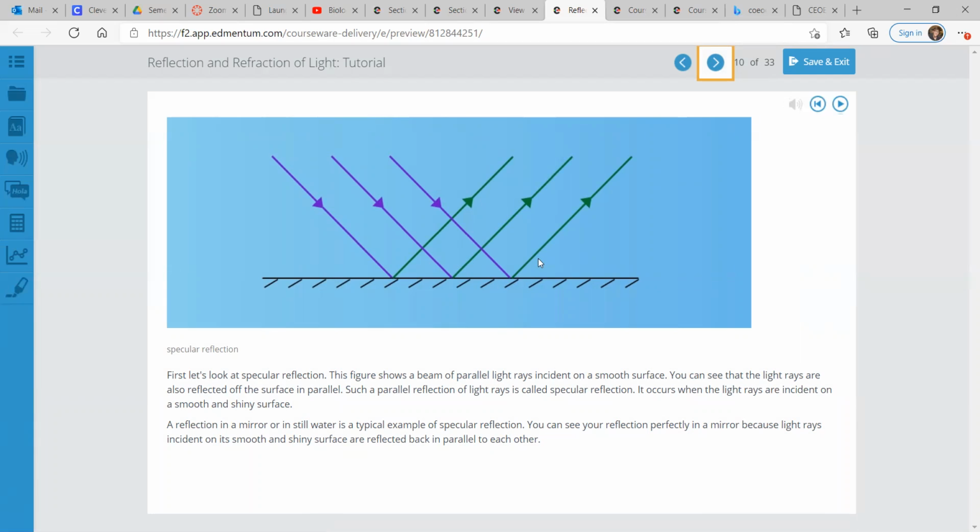A reflection in a mirror or in still water is a typical example of specular reflection. You can see a reflection perfectly in a mirror because light rays incident on its smooth and shiny surface are reflected back in parallel to each other.